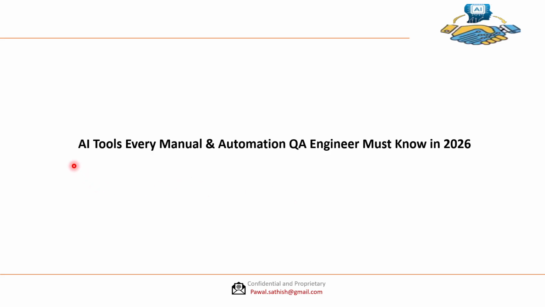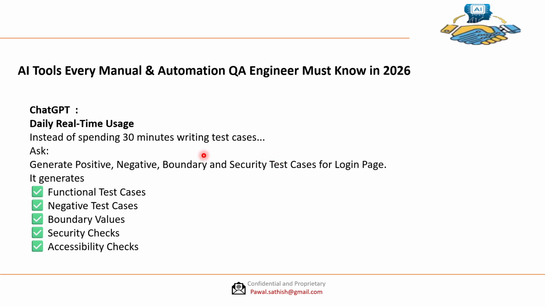Today's session we'll see what are the AI tools every manual and automation QA engineer must know in 2026. So first we'll start with ChatGPT. ChatGPT is a very useful AI tool. We can use it in our day-to-day life.